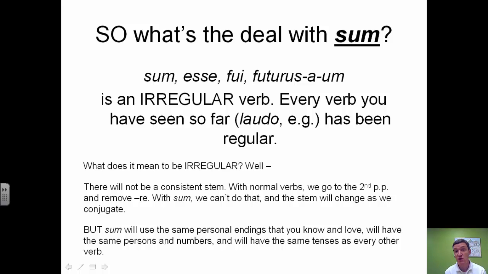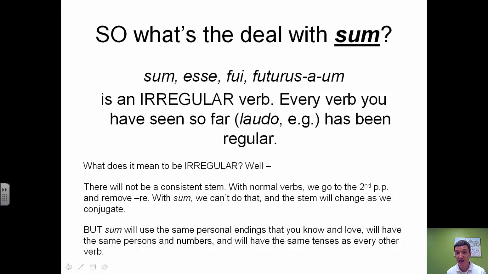So those personal endings that we just saw on laudo, laudas, laudat, laudamus, laudatis, laudant, those are going to be the same personal endings for sum. We're still going to have first singular through third plural. We're still going to do all the same tenses, right? Everything that you've learned about verbs still holds true. It's just the forms are going to look a little weird.